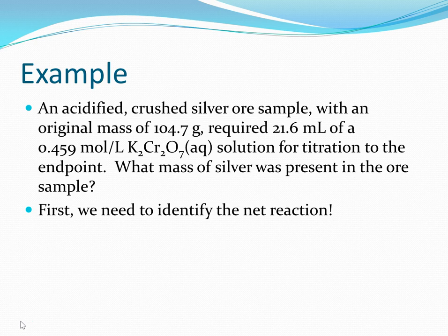In this example, silver ore is titrated with potassium dichromate. The solution is acidified, and you are asked to determine the mass of silver that was present in the ore sample. Before we can start stoichiometry, we need a balanced equation. Since this is redox stoichiometry, we need to balance using our redox balancing skill.